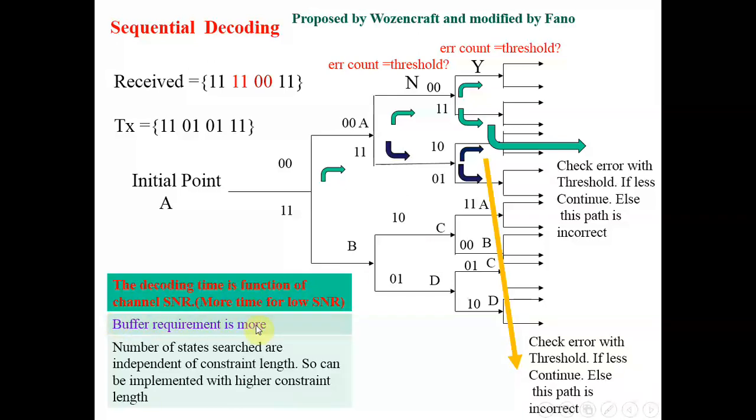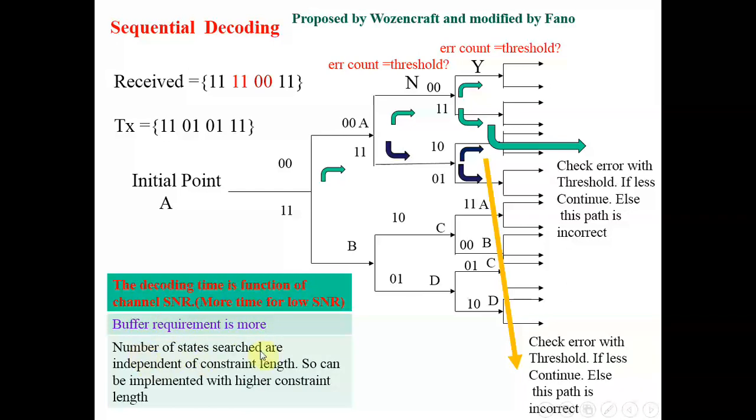Buffer requirement is more because I need to remember all the previous points. See, for this example, I started with this, I took this path, then we took this path, then we took this path. Now I need to come back to this point, for example. Maybe I need to come back to this point also if my error count is equal to the threshold. So I need to remember all the previous tracks, all the previous paths through which I have come to a particular point. So your buffer requirement is more, right?